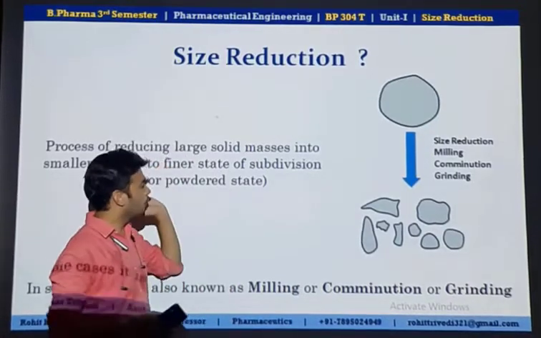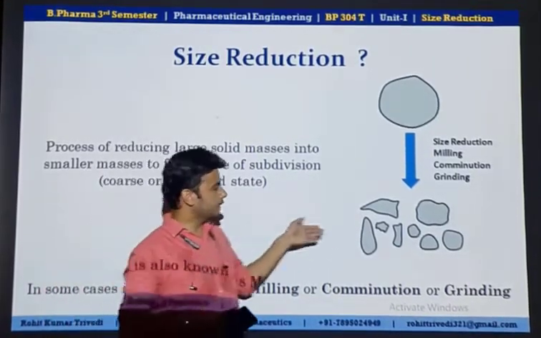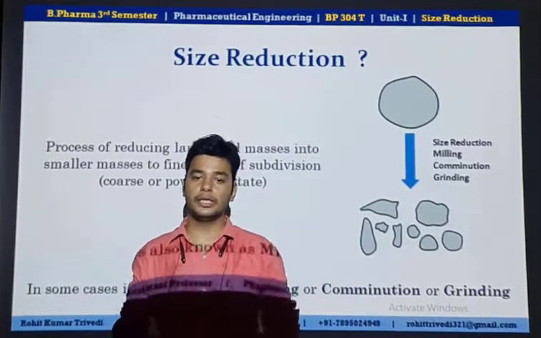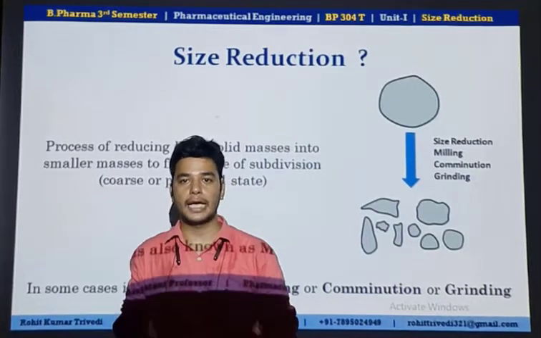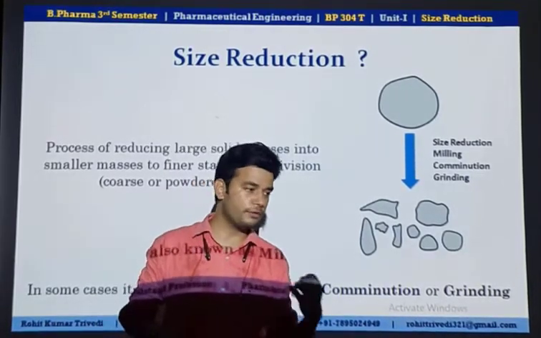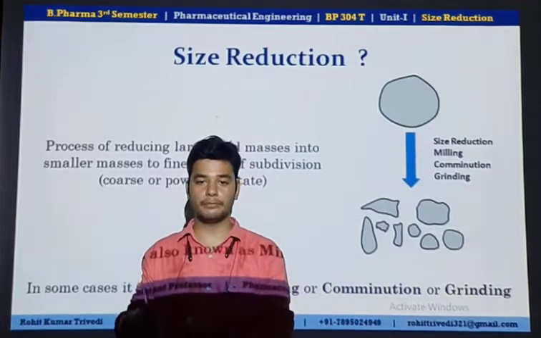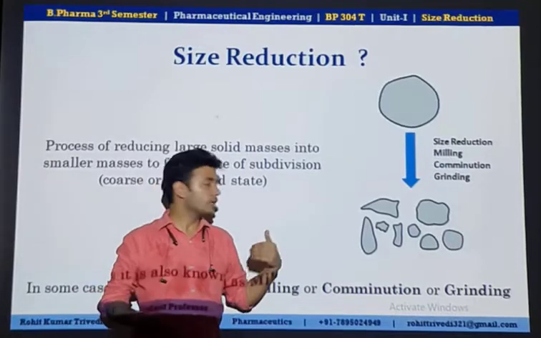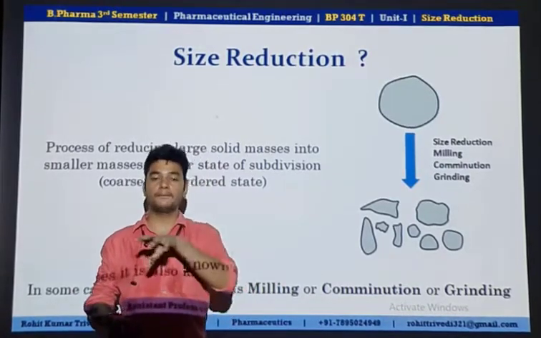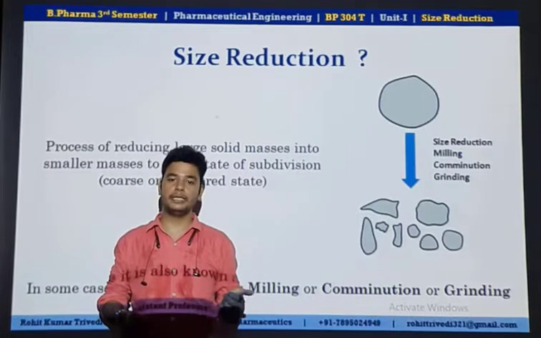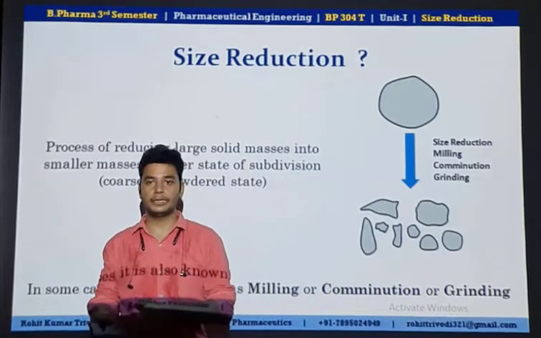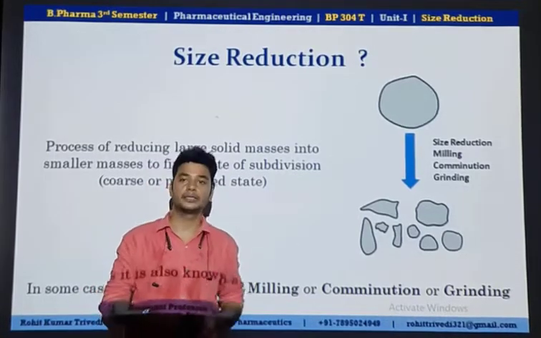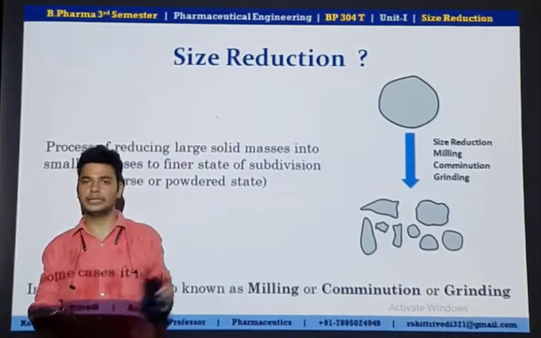Now, the degree of size reduction depends upon the machinery, the method, and the duration for which we are reducing the size of a particular particle. If you require a very fine size particle, we are required to process that material for a longer duration. If you require a coarse size particle, we will use that process for a shorter duration, and ultimately by the process of sieving or size separation, we can collect the desired material of our desired size. This is the general definition of size reduction.